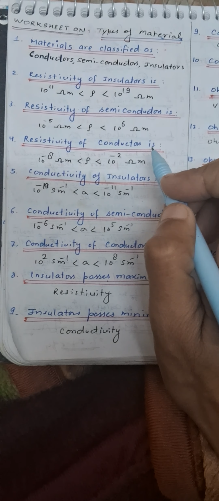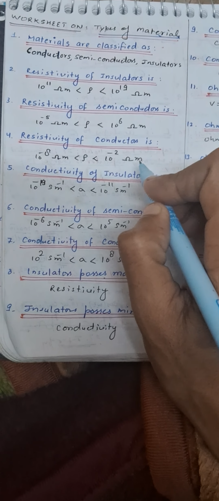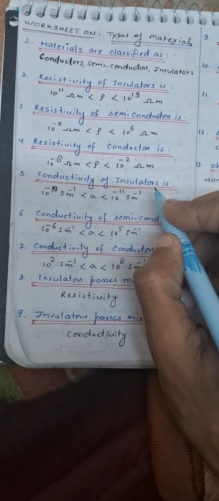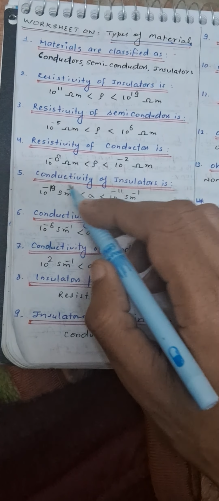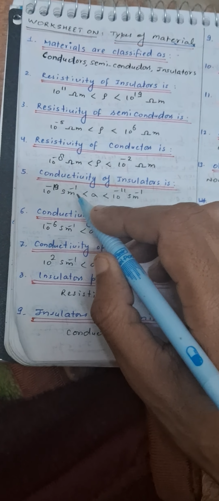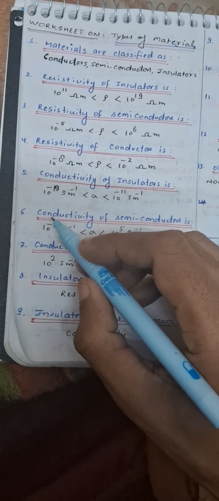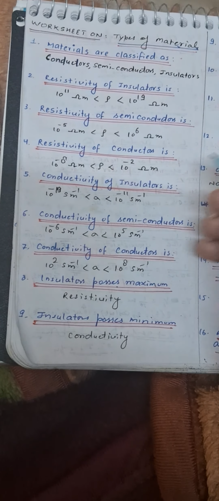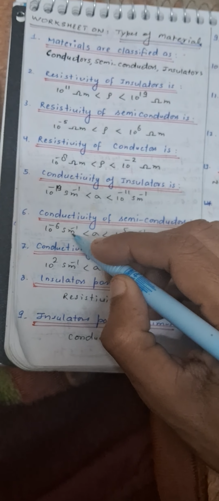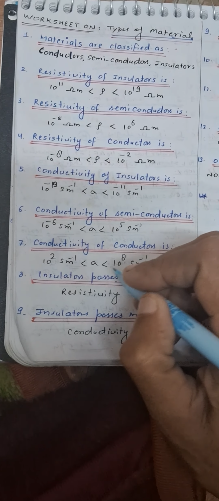Next is resistivity of conductors is. Conductors have very low resistivity lying between 10^-8 ohm meter to 10^-2 ohm meter. Next is conductivity of insulators, which is just the inverse of the resistivity. So we have 10^-9 Siemens per meter to 10^-11 Siemens per meter. Next is conductivity of semiconductors, which lies between 10^-6 Siemens per meter to 10^5 Siemens per meter.